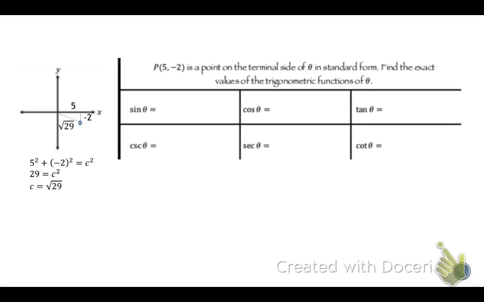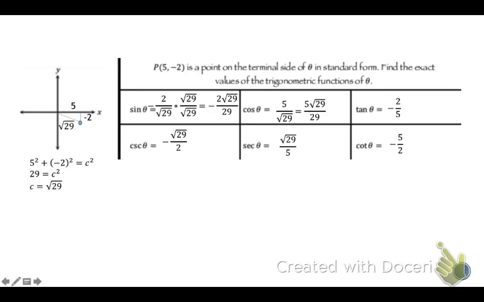Well, now sine is opposite over hypotenuse, so negative 2 over square root of 29. Rationalize that and you get negative 2 square root of 29 over 29. Cosine is adjacent over hypotenuse, so 5 over square root of 29. Rationalize it, you get 5 square root of 29 over 29. Tangent is opposite over adjacent, so negative 2 over 5. Cosecant, we can flip sine, so that's just going to be the negative square root of 29 over 2. Secant is square root of 29 over 5, and cotangent is negative 5 over 2.